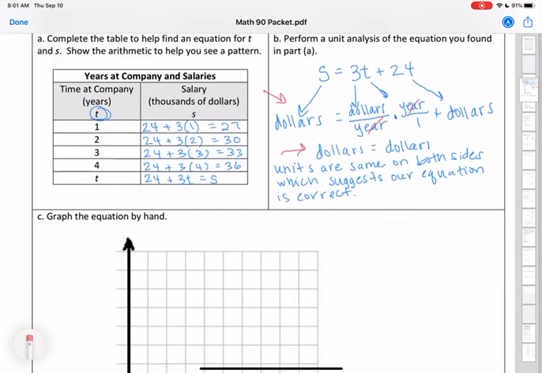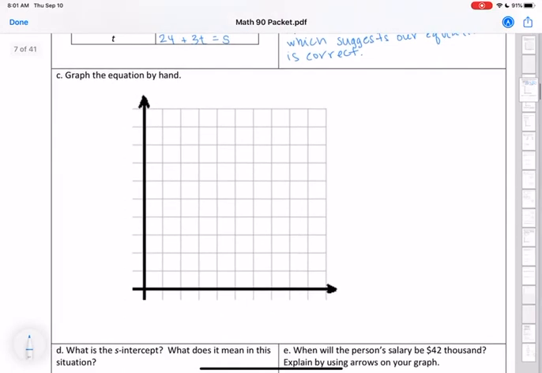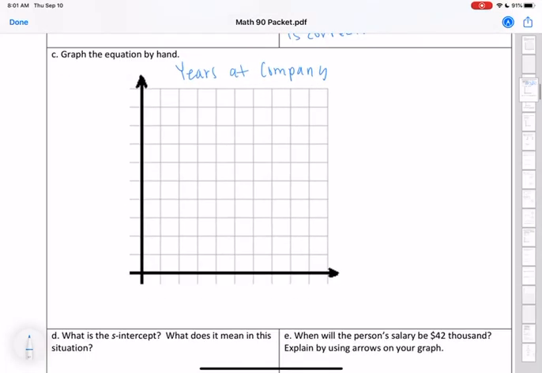And let's see what we're doing next. Oh, graph the equation by hand. Okay. So for that one, let's go ahead and start it off together. I remember I always put my title first. I'm going to put just years at company. And across the bottom, my chart only went to 4, so I was going to space them out, but I can see that when I did this last time I didn't quite have enough room, so I will just squeeze them all together.